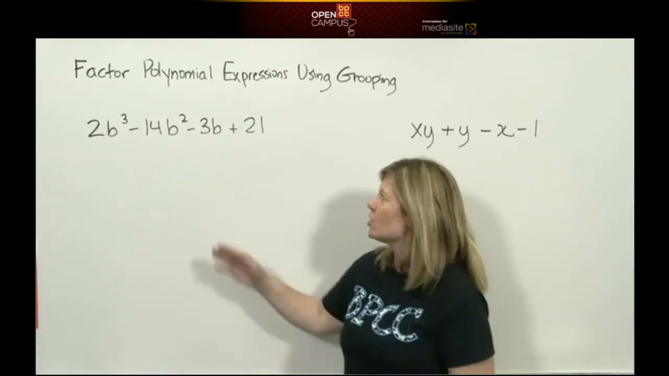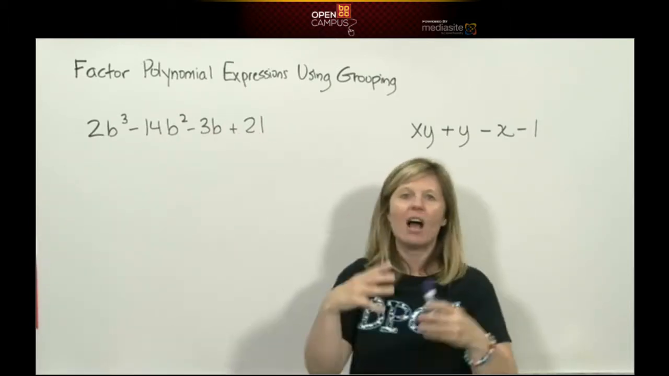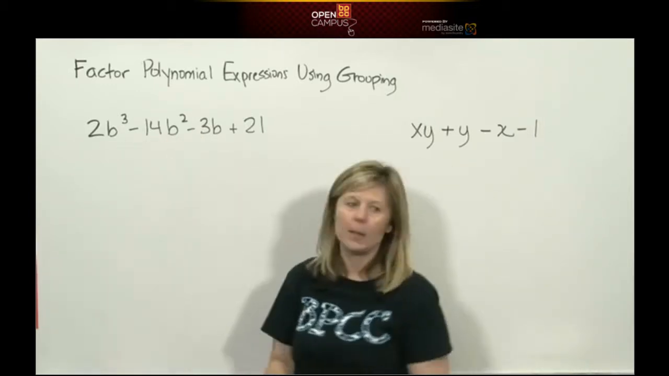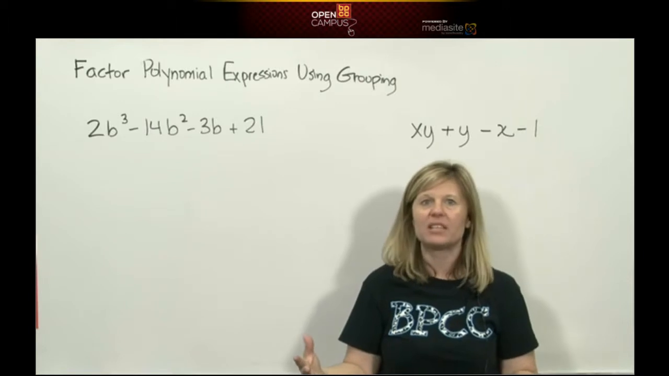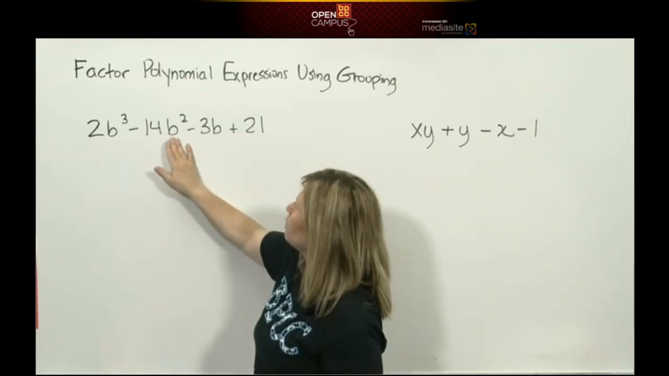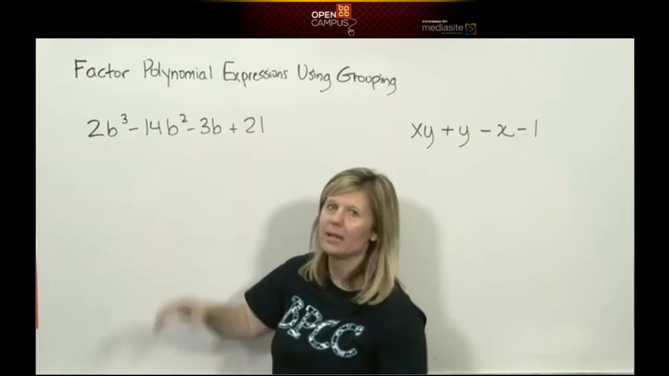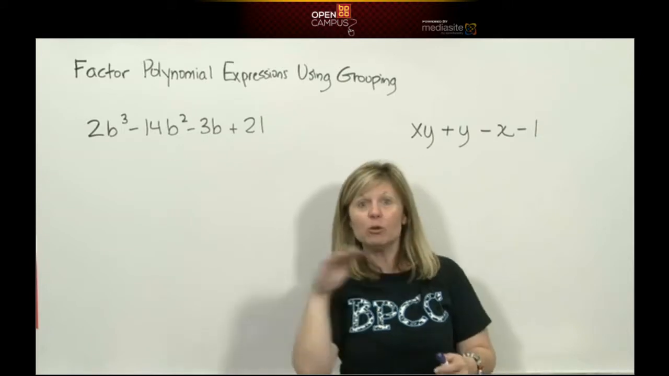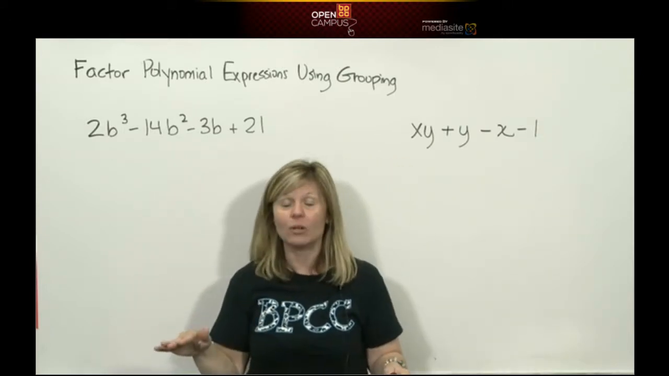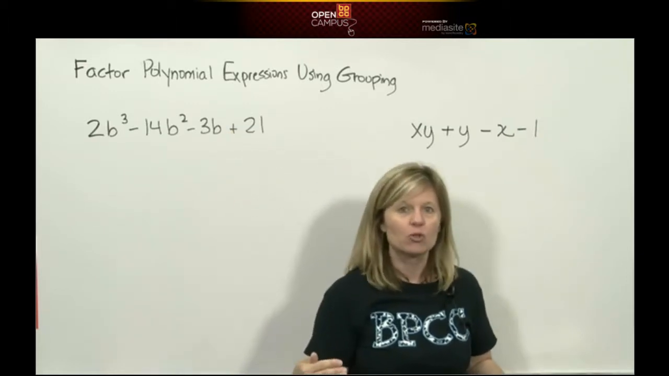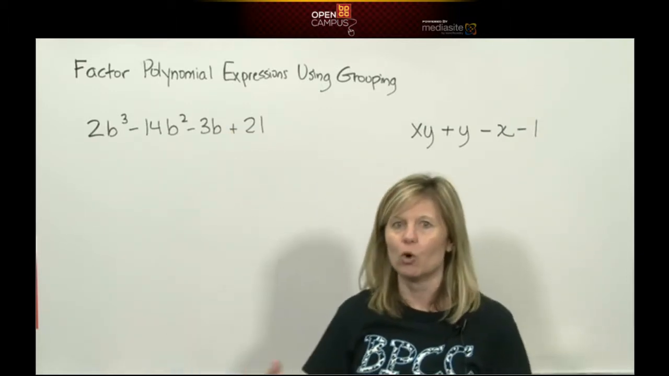So the first question is, do all four of these terms have a number you could divide them by? 2, 14, 3, 21. No, you cannot divide them all by the same number other than 1, and that's not going to help. B cubed, b squared, b, no b. Well, they all don't have a variable. So the GCF rule is out. So after you decide that the GCF rule is out, because there are four terms on our checklist of rules, you could just jump right down to grouping.